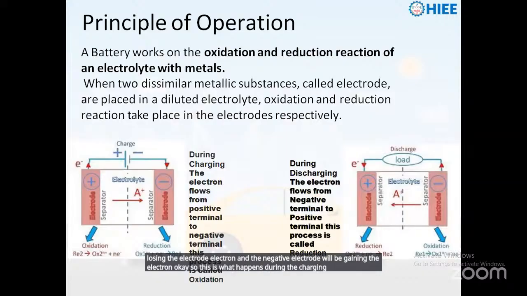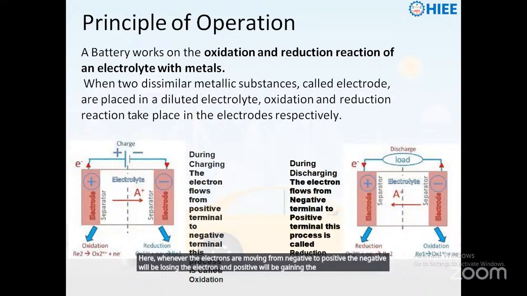And coming to the discharging, the electrons will be flowing from the negative terminal to the positive terminal, and this process is known as reduction. Reduction means losing of electron. If we properly observe here, whenever the electrons are moving from negative to positive, the negative will be losing the electron and the positive will be gaining the electron.